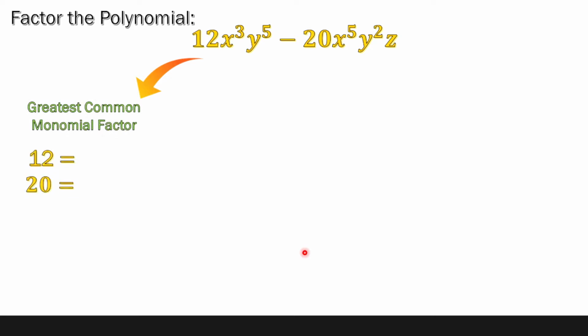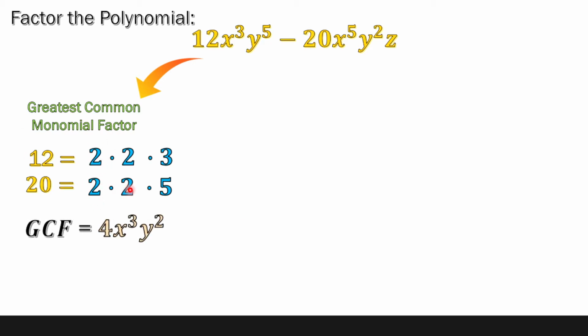So, we have here, what are the greatest common monomial factor? Si 12 at 20 naman yun, di ba? So, we have here 2 times 2 times 3 para kay 12. And we have 2 times 2 times 5 para kay 20. So, common sa kanilang dalawa, si 2 times 2, kaya magiging 4.